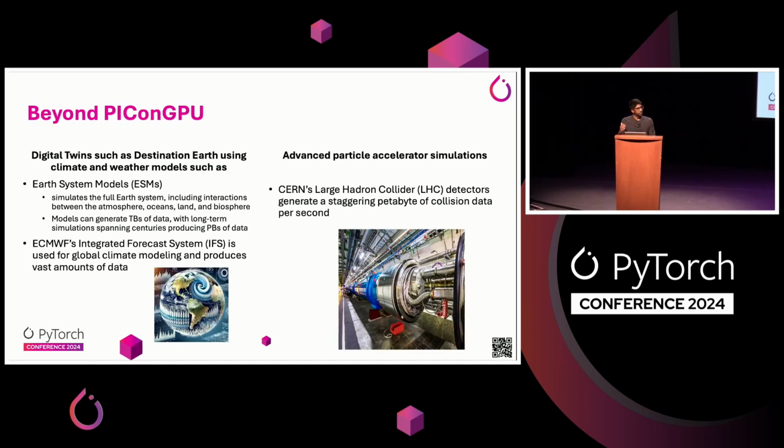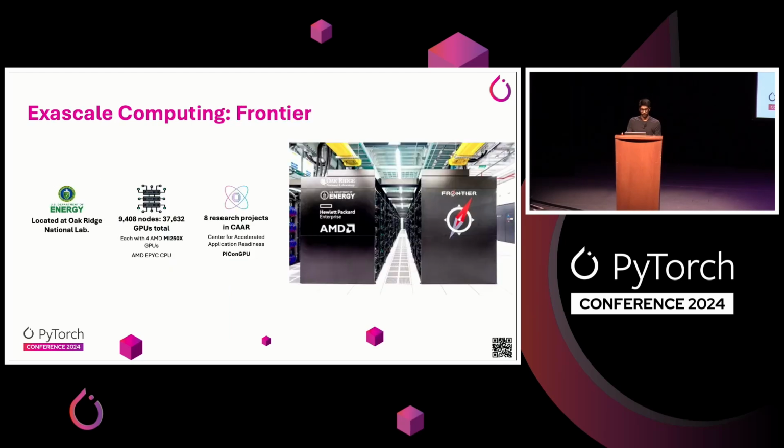Going beyond just our application, the use of machine learning to learn from large volumes of simulation data is not a unique problem to PIConGPU. A couple more examples are digital twins, such as Destination Earth from the European Commission, which uses climate and weather models such as ESMs and ECMWF's IFS, both of which generate large amounts of data. And there's also CERN's Large Hadron Collider, which is a particle accelerator that we're all familiar with.